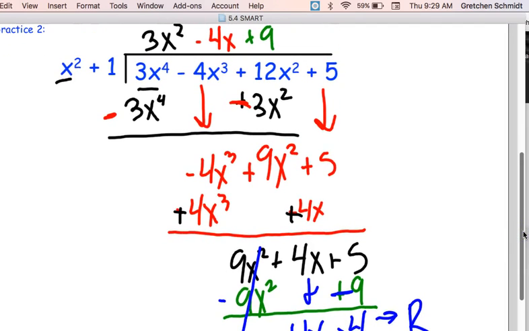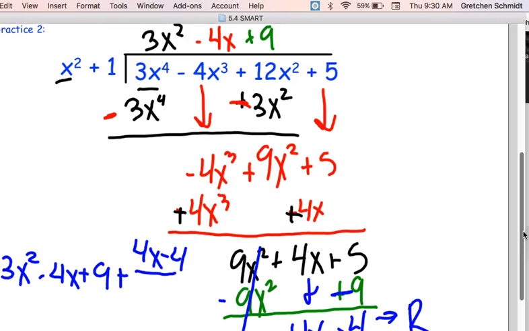And where's your answer in a division problem? On the top. The quotient is on top. So it's 3x squared minus 4x plus 9. And then your remainder gets written in with this. So it's plus your fraction. The remainder is on top. And then what goes on the bottom? x squared plus 1. Yep, x squared plus 1.